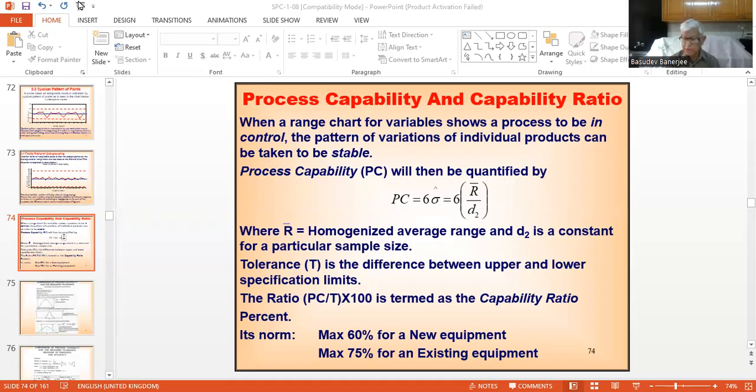So you have to bring the stable process. Process has to be brought stable. Stability in the process must come. Then only you talk about capability. Okay.